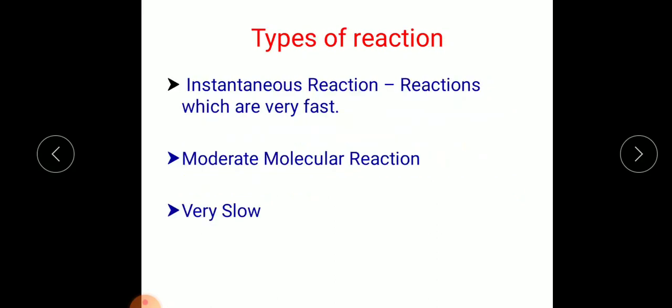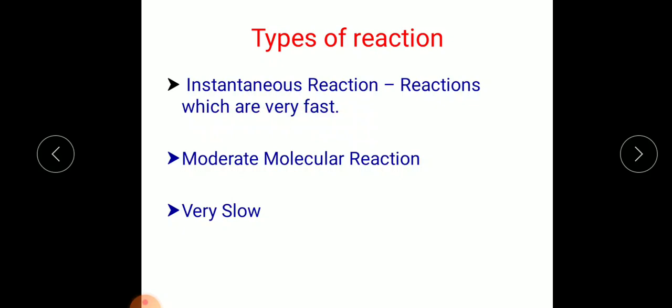Now based on the rate of a reaction, we have classified the types of reaction into three types. The first one is instantaneous reaction, or reactions which are very fast. Say for example, when we add ink to water, the whole solution turns blue within a very short time. That we can call a fast reaction.